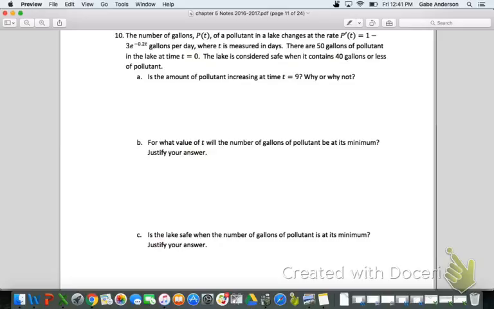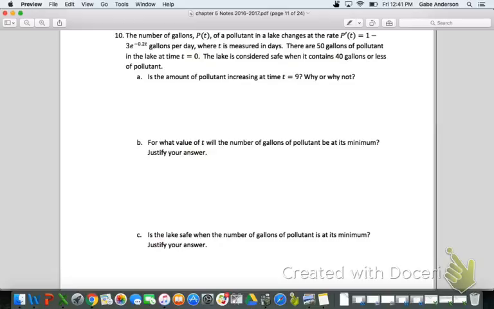What would be our framework of thinking? Well, we could say the amount of pollutant is increasing at T equals 9 because the rate is positive, the rate at 9. And instead of saying the rate, specifically what function would we be working with? P prime. So if P prime of 9 is positive, like you said, then the amount is increasing.